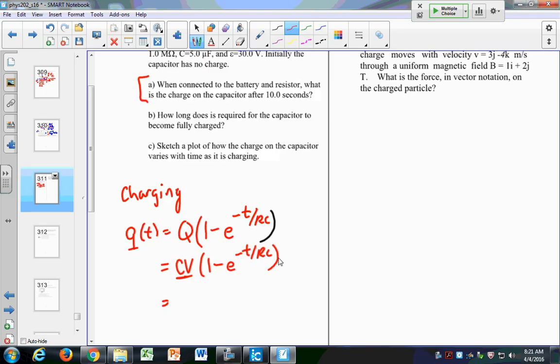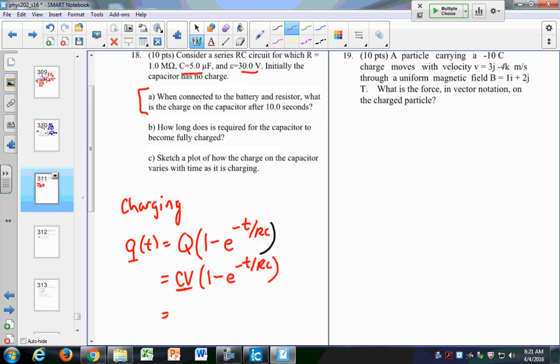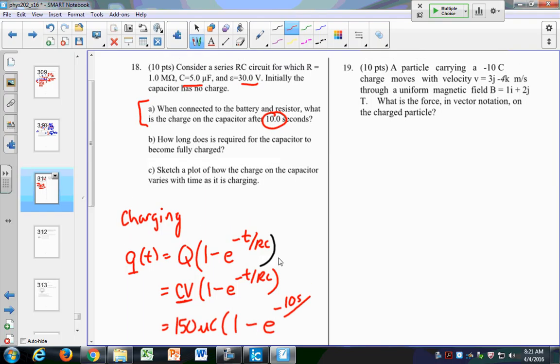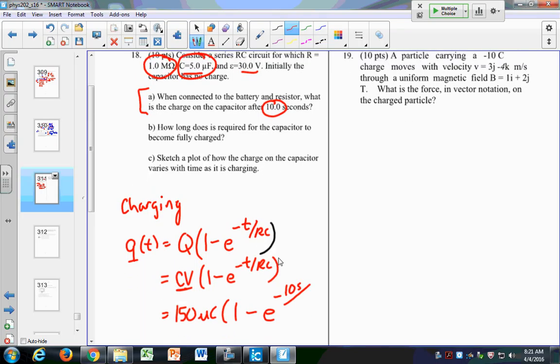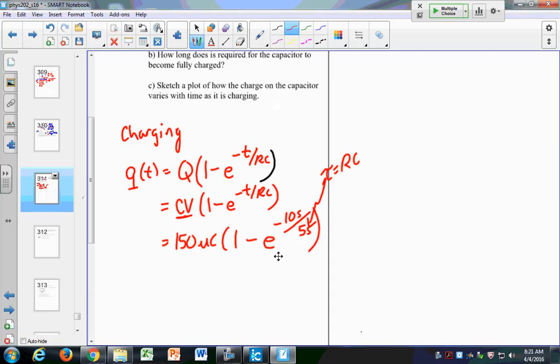C times V is 5 times 30. That's 150 microcoulombs times 1 minus e to the minus t, which is 10 seconds, over RC. RC is the resistance times the capacitance. The mega and the micro cancel out, so I'll just not worry about those. That'll be the case for you too. So it's divided by 5 seconds. My time constant, tau equal RC. All right, and then you would calculate what that is.